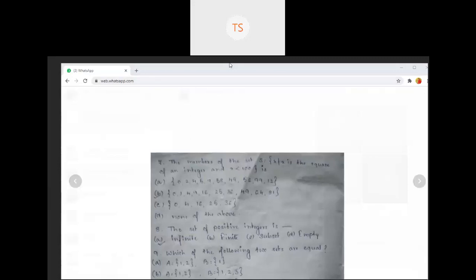Question number 8. The set of positive integers is, see the options: infinite, finite, subsets, and empty set. I have already marked it as an infinite set. But why is it an infinite set? The positive integers. Because it's countless, ma'am. Yes, because the number of elements is infinite, so we cannot count the number of elements of that particular set. Okay, then let's go to question number 9.